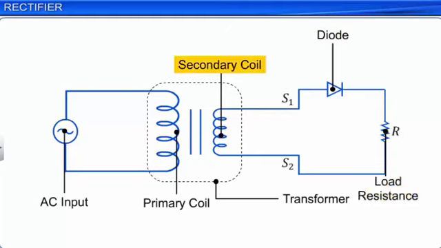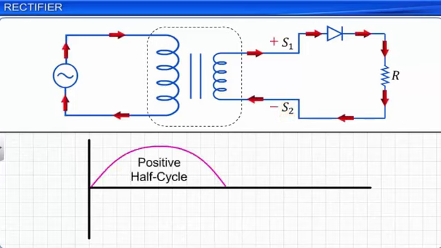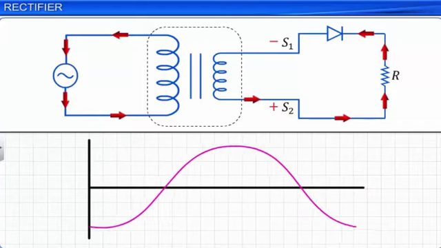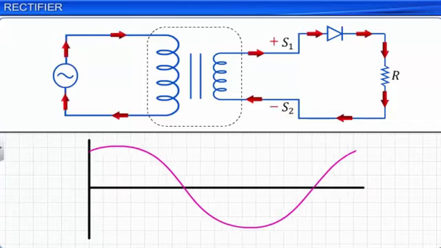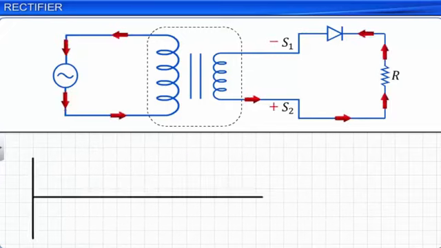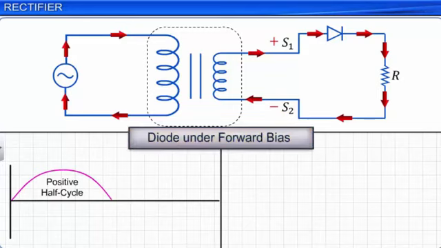Due to the AC input, S1 is positive and S2 is negative for the positive half cycle, while in the negative half cycle, S1 is negative and S2 is positive. Thus, the direction of voltage applied across the diode keeps changing. When S1 is positive and S2 is negative, the diode is forward biased and allows current to flow through it. Thus, during the positive half cycle, current flows through the load resistance and we get a voltage output across R as shown.